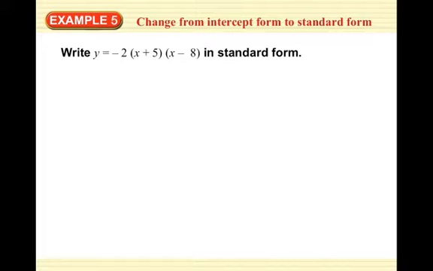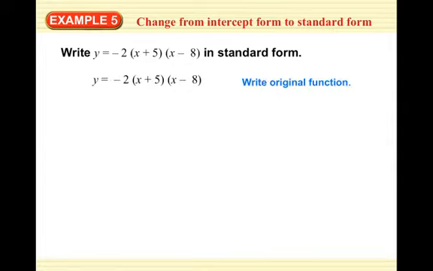Okay, so we have y equals -2 times (x plus 5) times (x minus 8), and we want to write it in standard form. So you have to think to yourself, well, what is standard form? Well, that's y equals ax squared plus bx plus c. So that means we want to simplify what we have. All right, so we can do that.